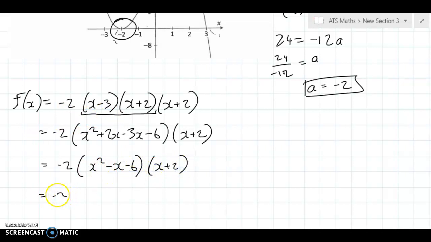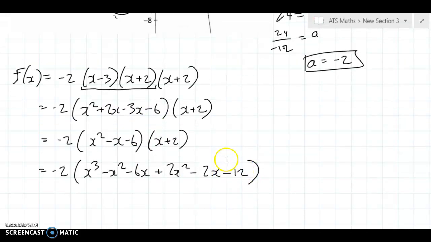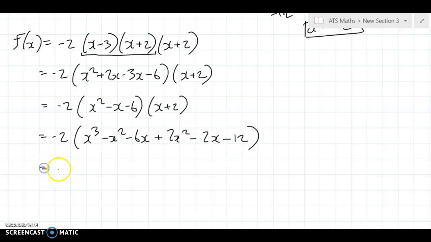So holding the minus 2, x times x squared is x cubed, x times minus x is minus x squared, minus 6x, and multiply the 2 then by everything, plus 2x squared minus 2x minus 12. And now we're going to multiply in the minus 2, but I will tidy up a bit there first. So x squared is just one of them, minus 8x minus 12.